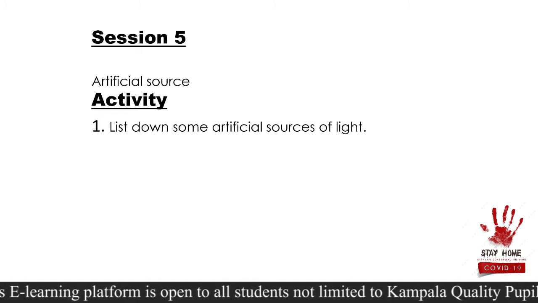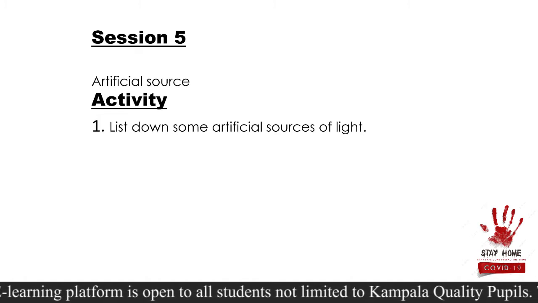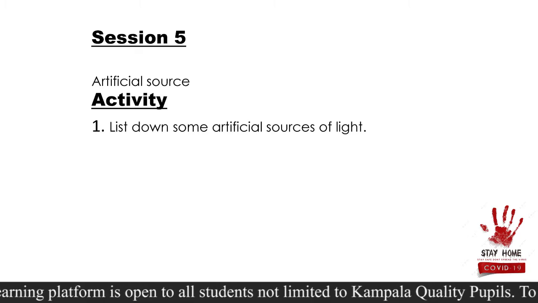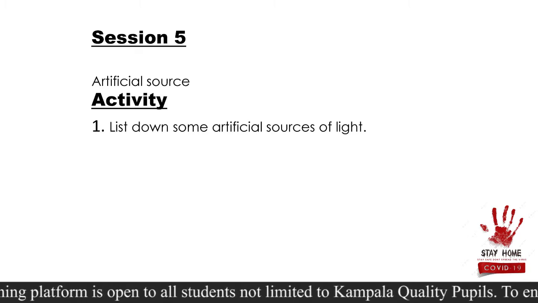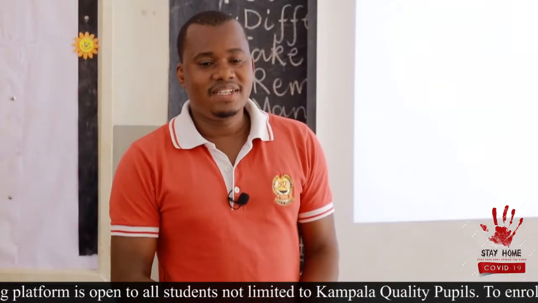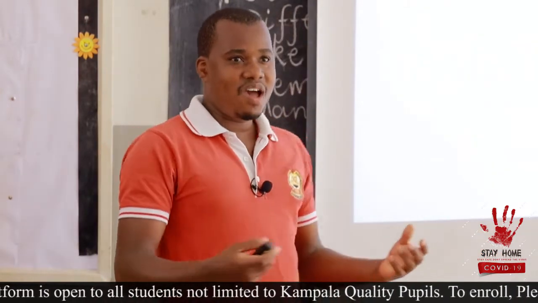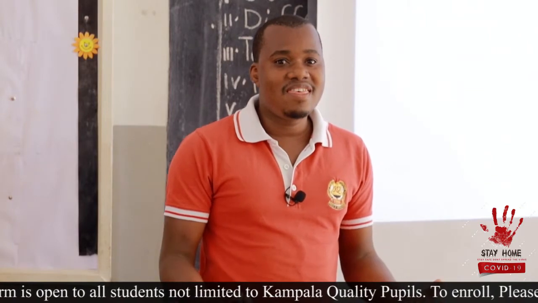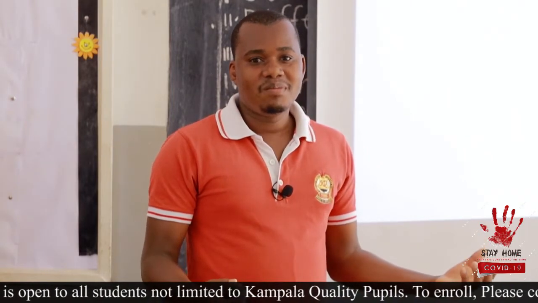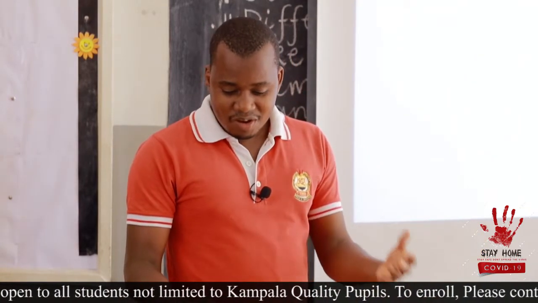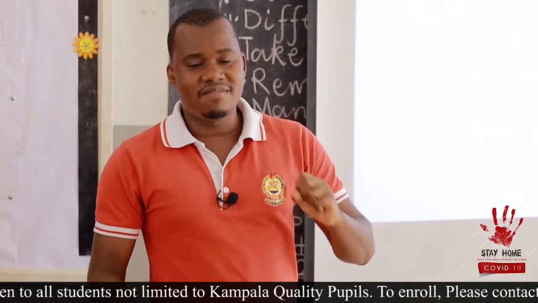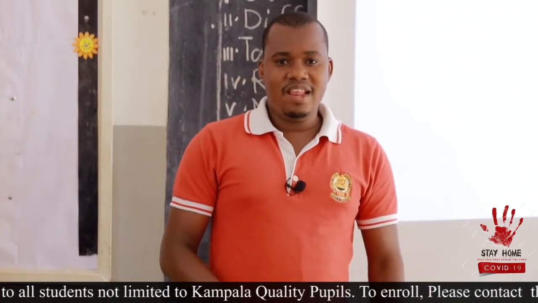Session 5, artificial sources of light. We said artificial sources of light are those that are made by man. Sources of light that are made by man. So what are the examples? I know you have them. Even in your house, they are there. You are seeing them, and they give you light. So can you try to make a list of around 5? I've given you just 1 minute. Then I will check with you.